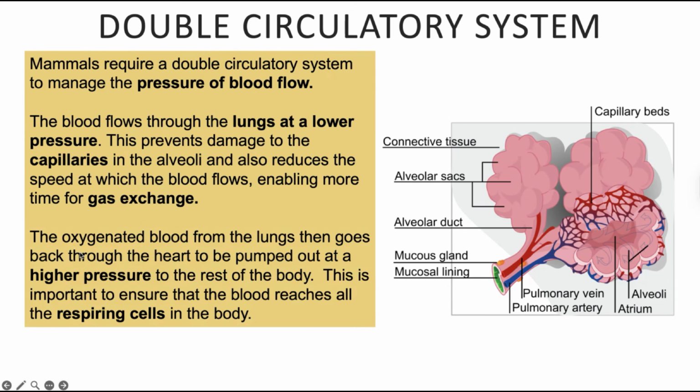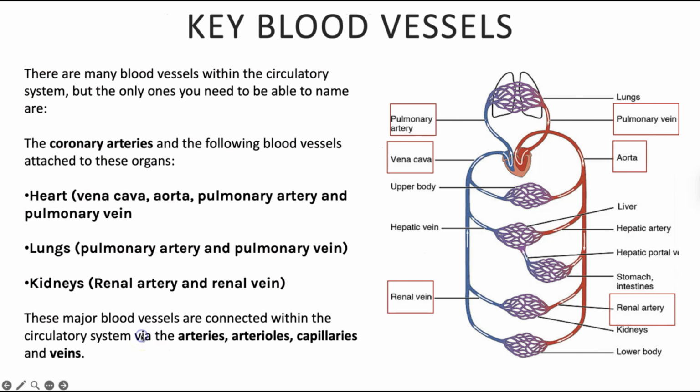In contrast, we do want a high blood pressure for the blood flowing in the circuit from the heart to the rest of the body because we need it to ensure it can reach all of the respiring cells in the body.